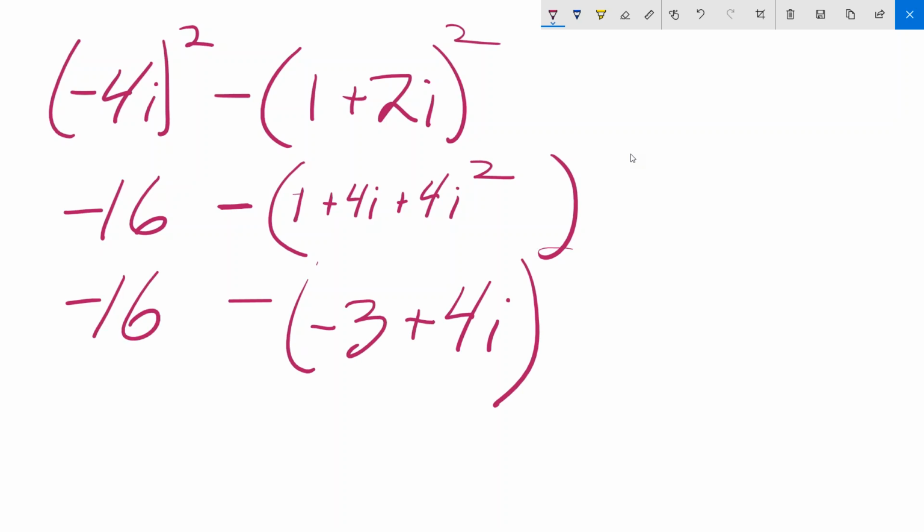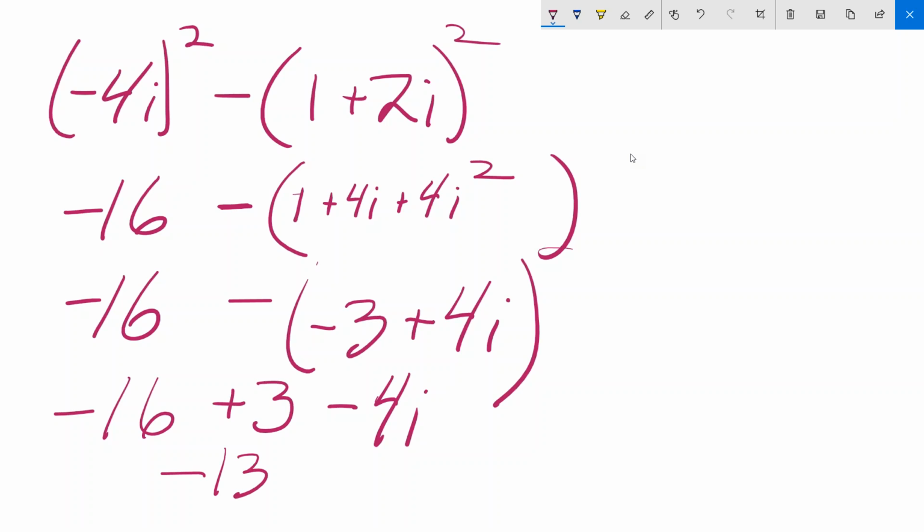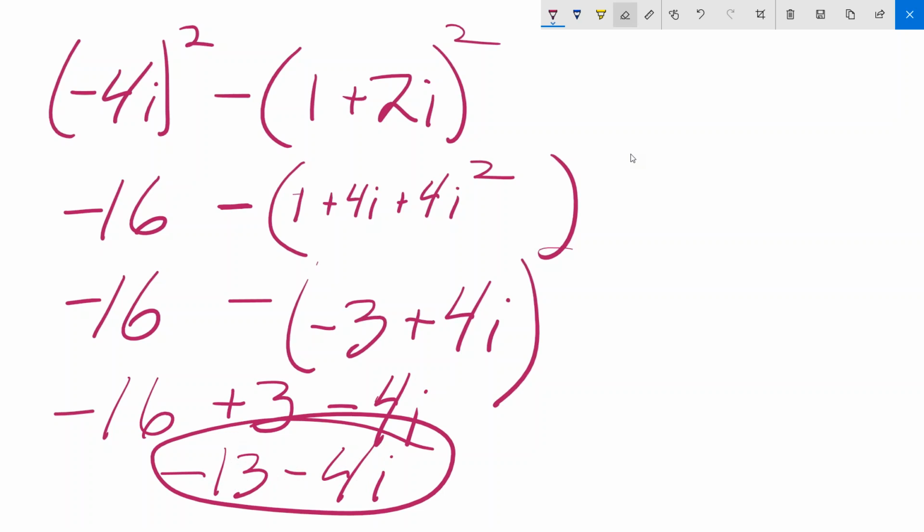So you now remove the parentheses. Couldn't you get rid of the minus and switch all the signs to make it negative 16 plus 3 minus 4i? Yep, that's exactly what I was going for. In other words, when you remove the parentheses, that's what you're left with. Now combine the real parts and give me a final answer. Negative 13 minus 4i. Yep. In a plus bi format. Perfect.